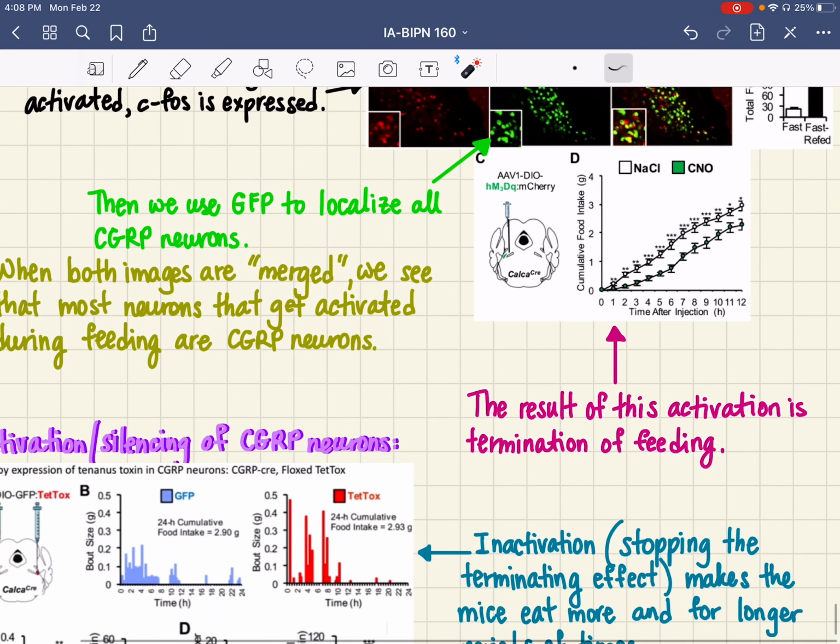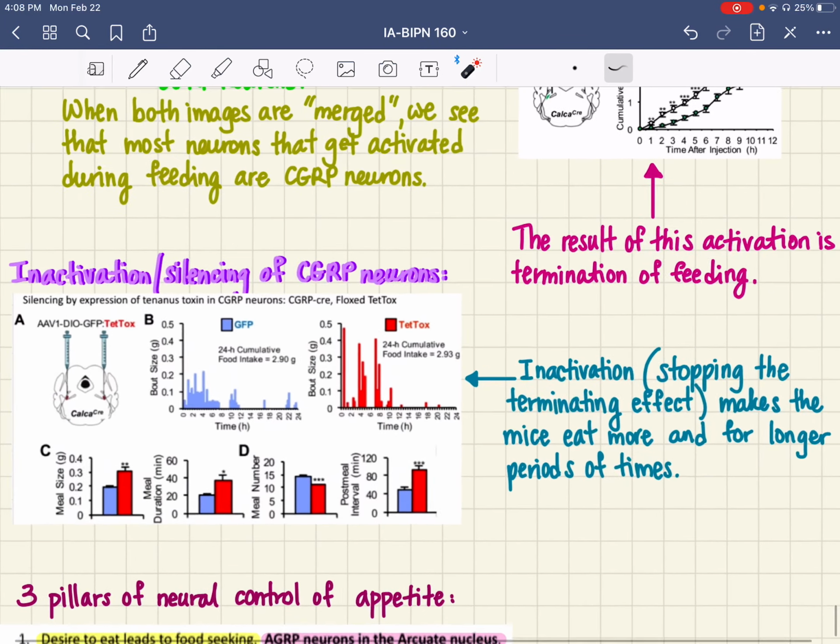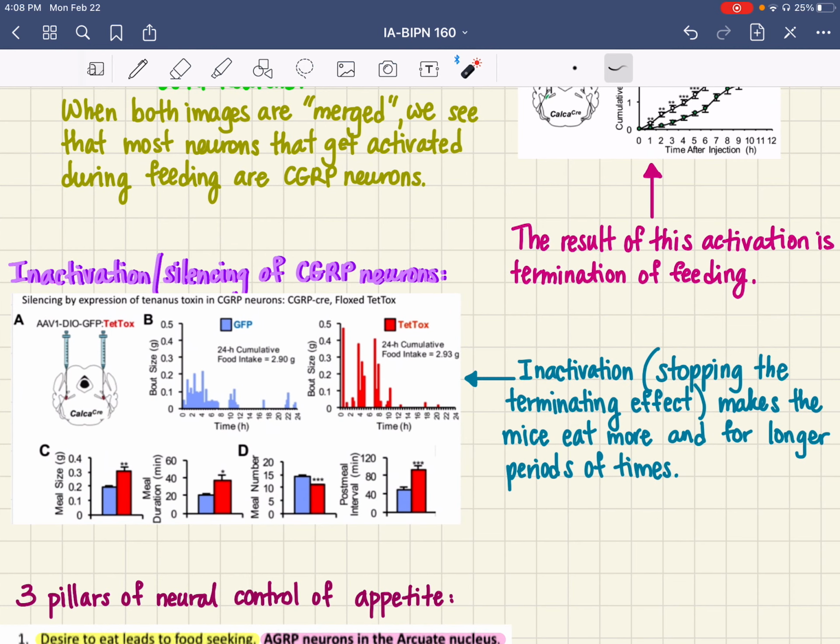Oh, I had written this, no wonder I got confused. So the result of this activation is termination of feeding. Okay. Now, what if we inactivate or silence the CGRP neurons? Well, this is what this experiment did right here.